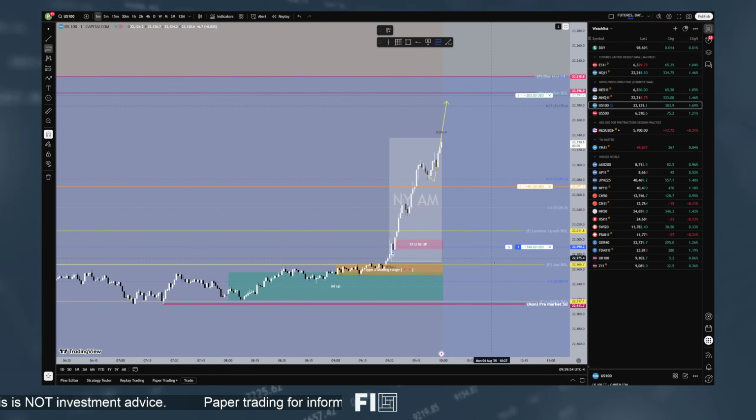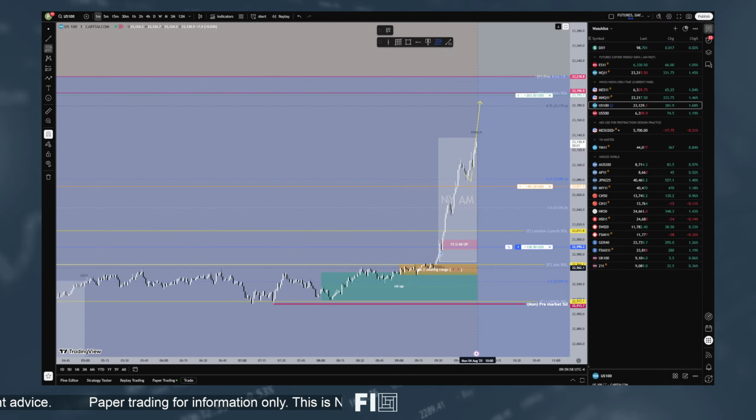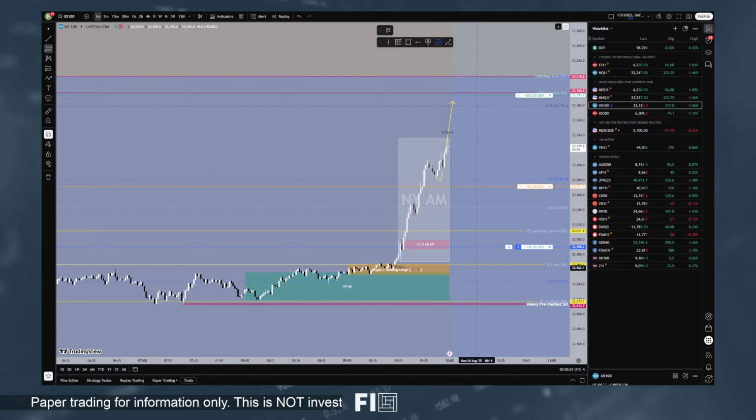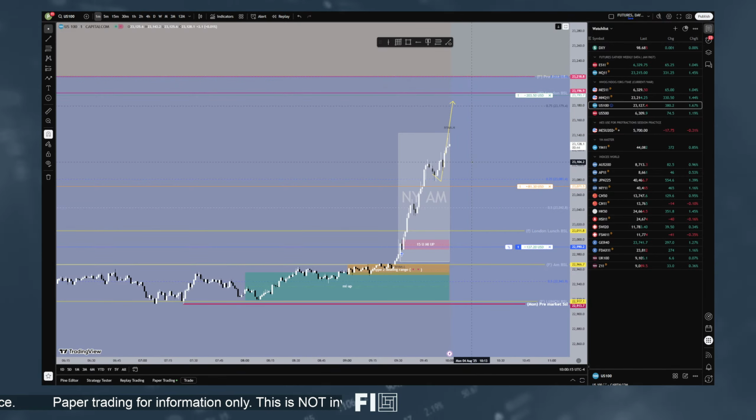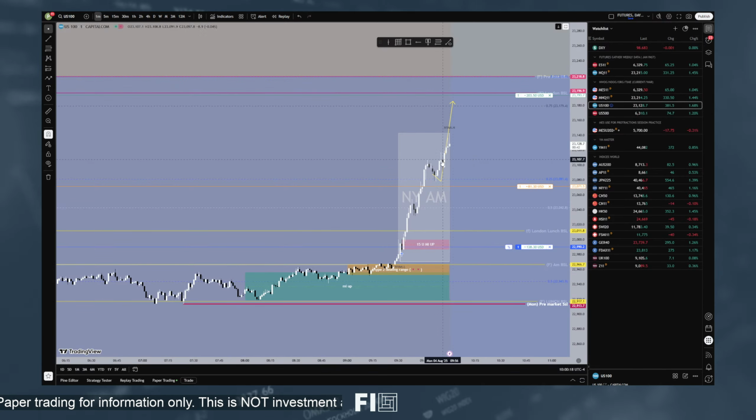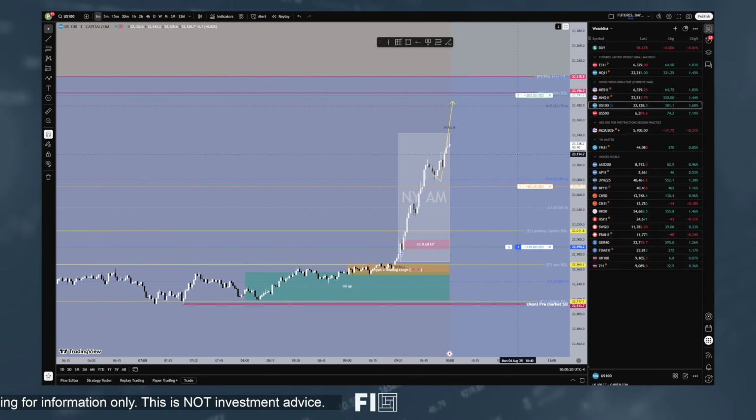Or if we take the event horizon, we'll take an old high. Which high was the one? Yeah, we can refer back to the old London lunch highs. Here. And then there, that's the 25% level of the event horizon. So pretty much this order block right here.